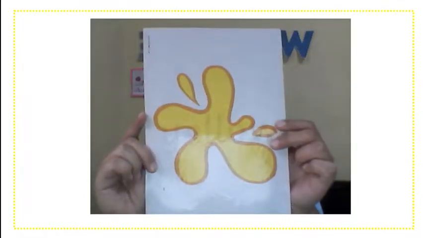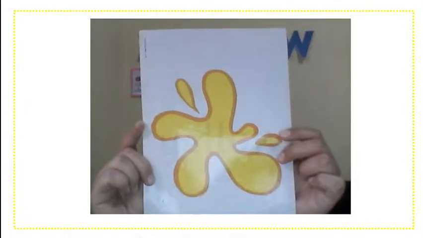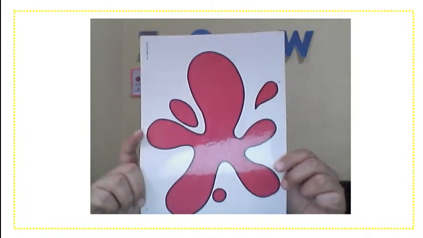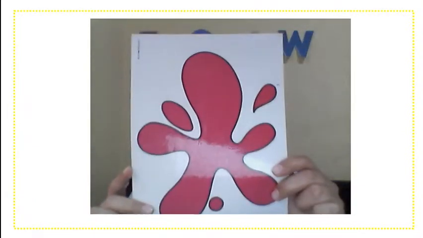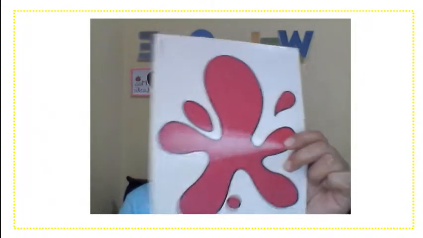Excellent. Remember that we were talking about colors. Who remembers what color? Pay attention, what color is it? Who remembers? This is the color yellow. Yes, what color is it? Yellow. Very good. Excellent. Remember my color. What color is it? The color red. Very good. This is the color red.